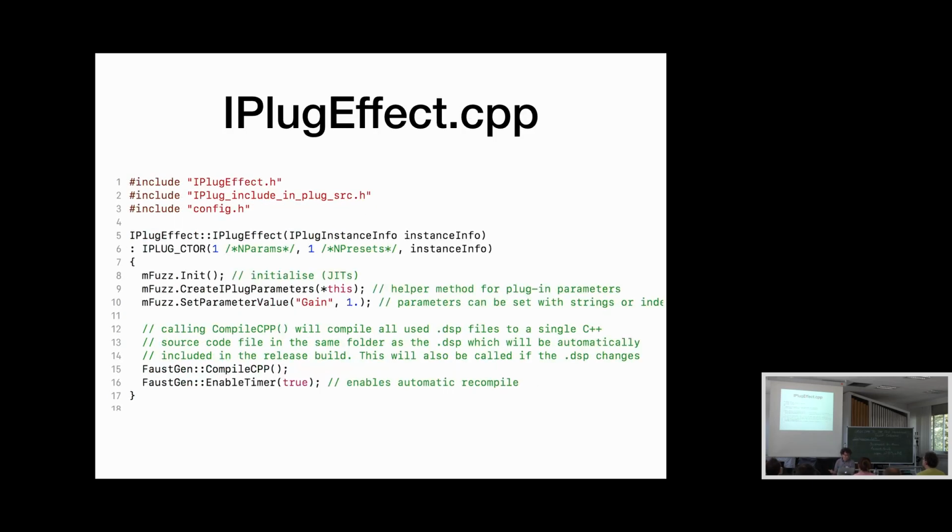In the C++ implementation file, we can initialize the just-in-time compilation, and there's a method to create all the iPlug parameters based on the Faust DSP. There's obviously methods to set the values of the Faust parameters, and you can do that either using a string or an integer for the index. And then you can call a method to actually call the static compiler to generate some C++ code.